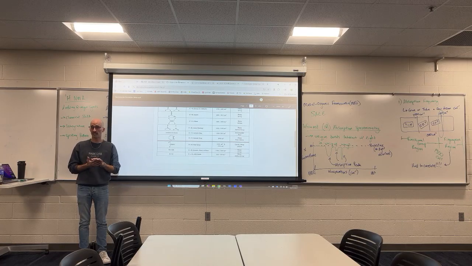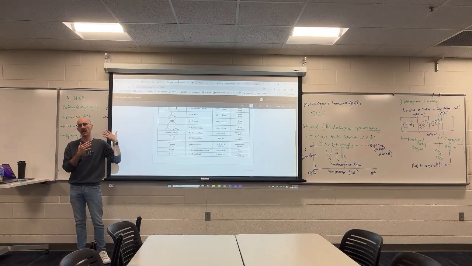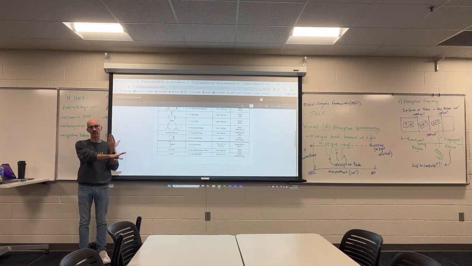On your unit test this weekend, you'll be given an IR, and you will have the job of correlating all of the major peaks north of 1500. I'm not going to ask you to correlate the signals that you see below 1500. Does that make sense? We're making that distinction between the functional group region, where it's easy to ascertain bond type, and the fingerprint region. Okay?